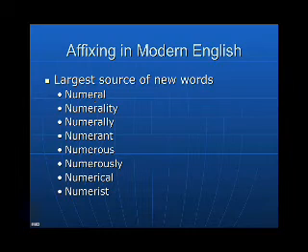So a numeral, numer is a root. AL lets us know that a numeral is just simply a number. But as we change these, we get numerality, numerally, numerant, numerous, numerously, numerical, and a numerist. And so we can get a good ballpark definition of any of these words because we know the root of numer means number, like 1, 2, 3, 4, 5 type thing. So if we can learn a couple roots and then some affixes, some things that get stuck on there, we can figure out a whole mess of words.